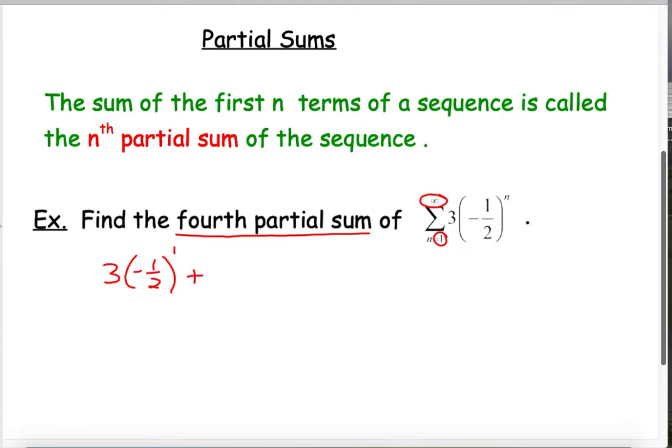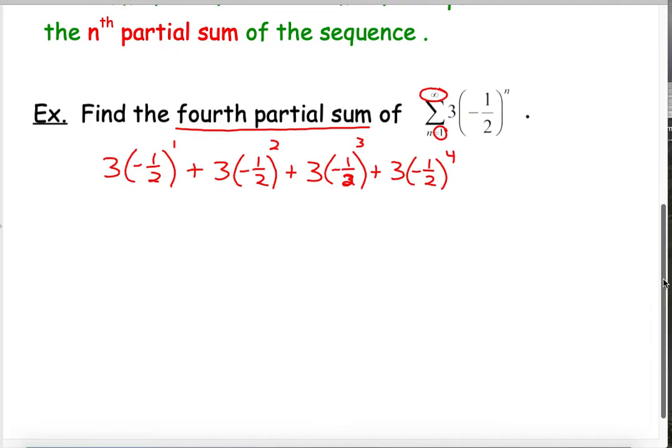Plus, we're summing these up, then n bumps up to 2. So we plug in 2 for n. 3 times negative 1/2 to the second power. Plus, then n bumps up to 3. So we plug in 3 for n. So we have 3 times negative 1/2 to the third. And then n bumps up to 4. And we have 3 times negative 1/2, and we plug in 4 for n there. So those are the first 4 terms, so this will give us the fourth partial sum.